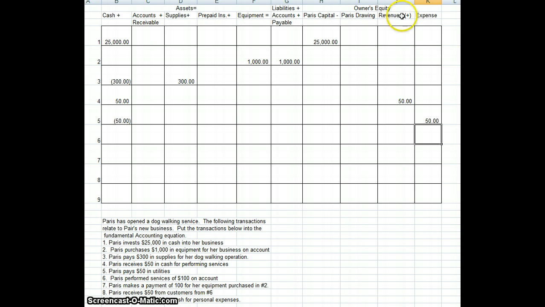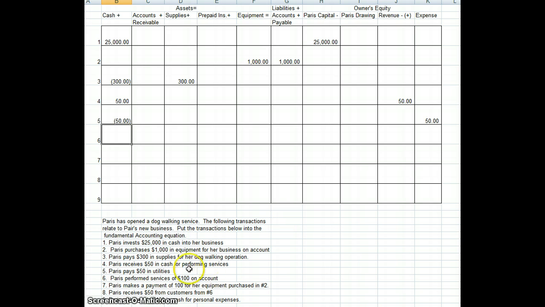But I'll bring you up here to notice that we have this negative sign here right before the expense, and that's showing that expenses are a deduction from owner's equity, but we're going to count them up or keep track of them as positives. So we'll go to number 6.